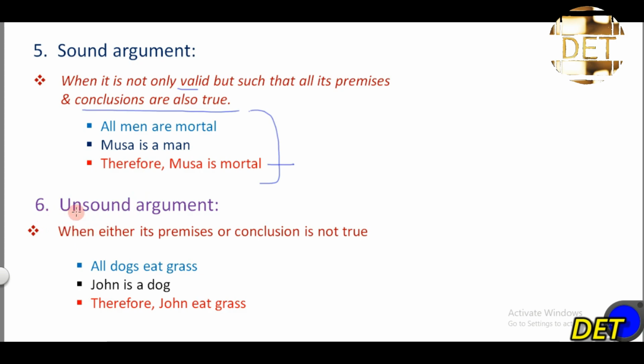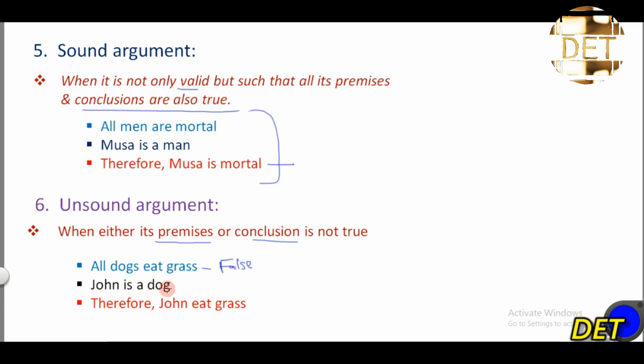So let's look at the last one we have here, which is the unsound argument. An argument is said to be unsound when either its premises or conclusion is not true. So when either its premises or conclusion is not true, that argument is said to be unsound. For example, all dogs eat grass. Dogs do not eat grass. Dogs are carnivorous animals. So this statement is not true. This statement is false.